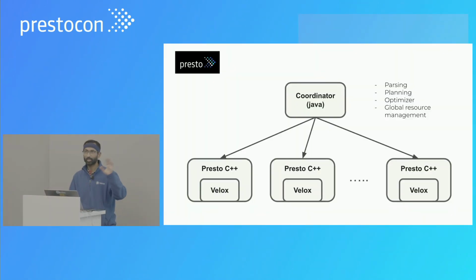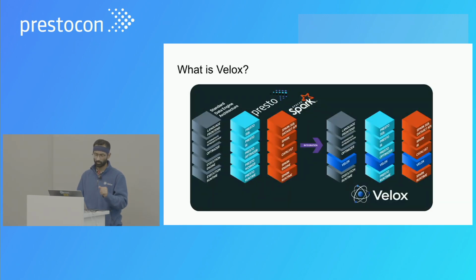All right, I'm going to skip through the first few slides because these have been covered very extensively in the first few sessions. I think Tim covered this in very high detail. So this is a very 10,000 feet view of how Presto CPP is deployed currently. It has the same Java coordinator and Presto CPP workers, which execute an optimized query plan that they get from the coordinator using Velox.